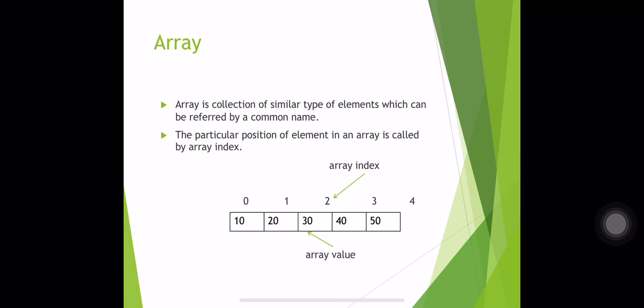You have already studied arrays in previous programming languages. I'll just give you the basic idea of what an array is. An array is similar to any other variable, but in the case of a variable only a single value is assigned, whereas in an array you can assign multiple values of the same data type. So it is a collection of similar type of elements which can be referred to by a common name. An array value has an index, and the index of an array always starts with 0.